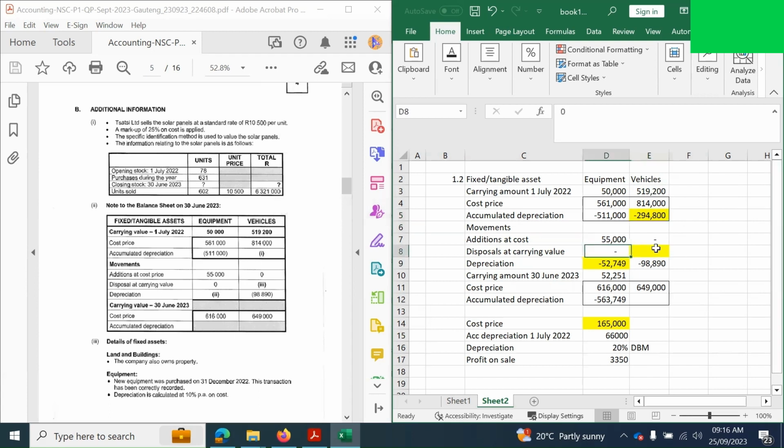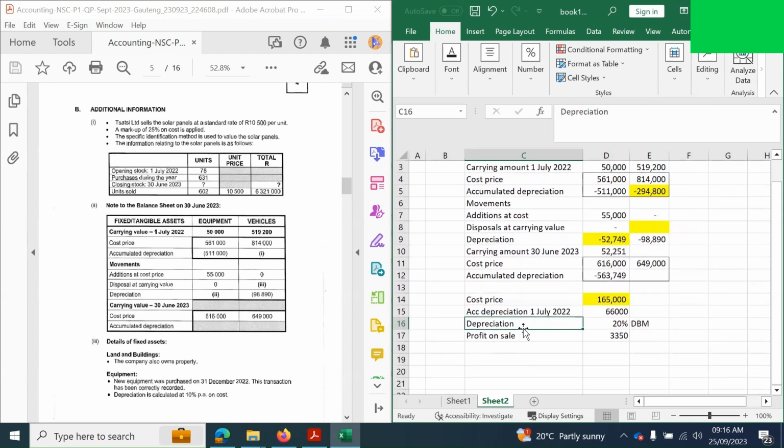Okay, and I now need to work out what my disposal at carrying value is. So I need to find the carrying amount of this vehicle that was sold. Right, so I have the cost and the accumulated depreciation at the beginning of the year. So let me work out what was my carrying amount on 1 July 2022. I would say cost minus the accumulated depreciation. So 99,000 was the carrying amount.